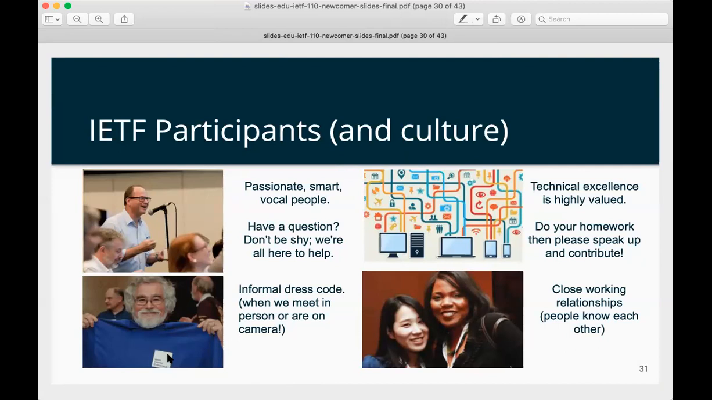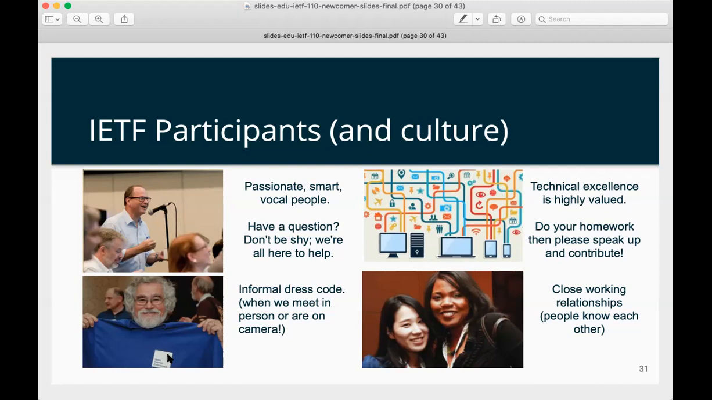They generally speaking are here to make the internet better and they're very passionate about it. When we meet in person, it's an informal dress code. If you're used to more formal standards organizations with suit and tie, this tends to be more of the t-shirt and jeans type of a meeting.